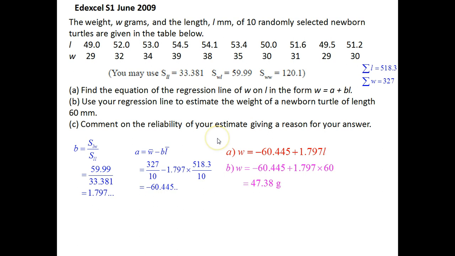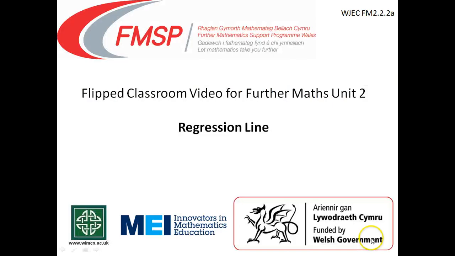Is this reliable or not? Well, our 60 millimeters is not within the range, so we're extrapolating. We're outside the range of the data, so it may be unreliable. And that's the end of the video on regression lines.